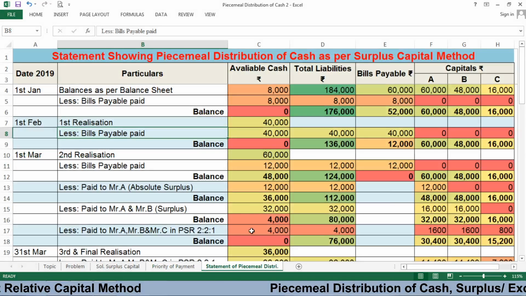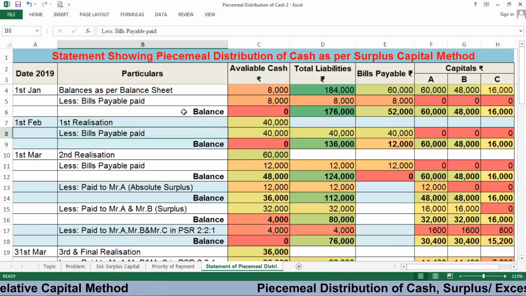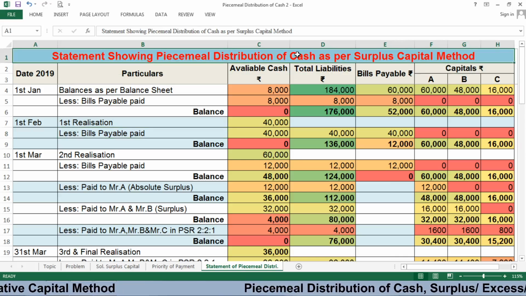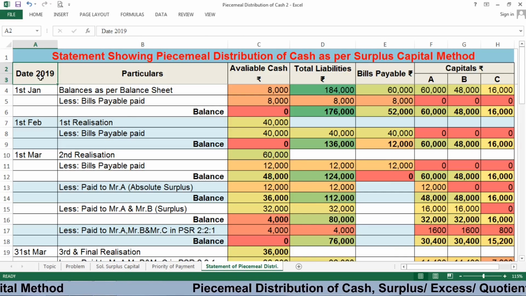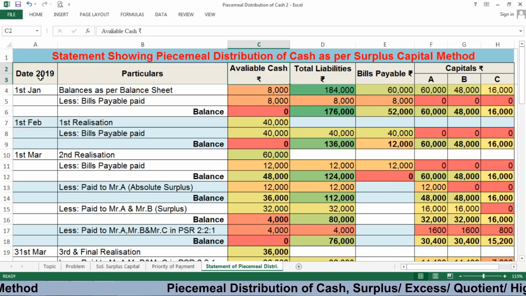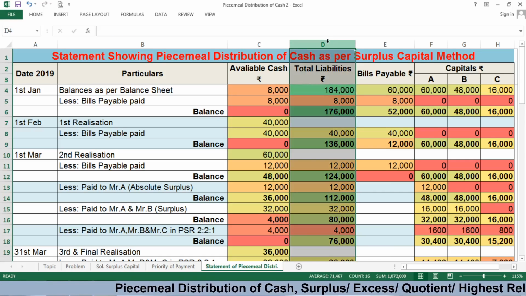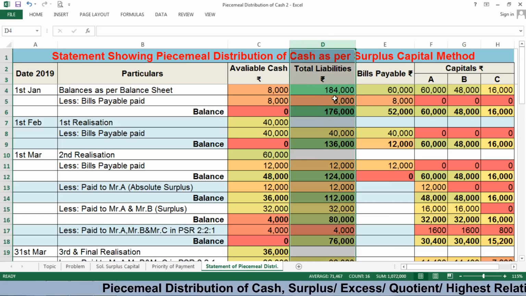After that we have to calculate our statement showing piecemeal distribution of cash. Here you can see a full ready-made statement of piecemeal distribution of cash. In this, first of all, you have to prepare the statement with one column for date, second for particulars, third for available cash, that means how much cash you have available in your pocket at the time of dissolution of your partnership firm. Then total liability. This column is the most important column. At the end, I will explain why this column is important, but now you just have to draw a total liability column.